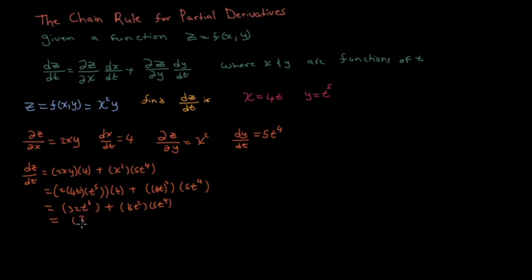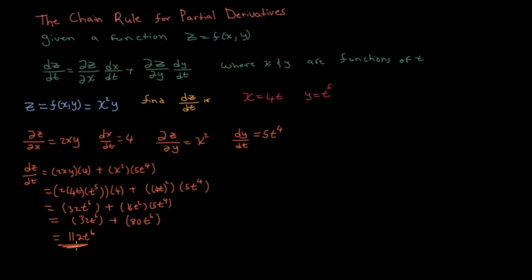So we have 32t to the power of 6 plus, and so we're going to multiply these coefficients. So 16 times 5 is 80. And then we're going to add the exponents, and then we get 6. Okay, so we're almost there. As you can see here, both exponents are 6, so we can add the coefficients, and we get 112t to the power of 6. Okay, and that would be our answer.